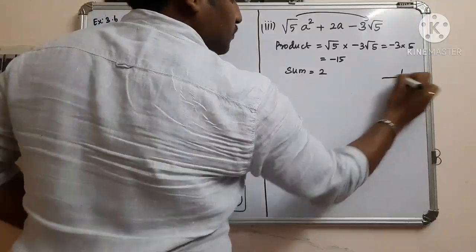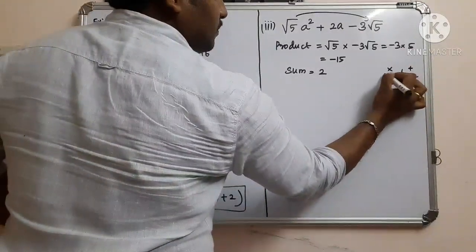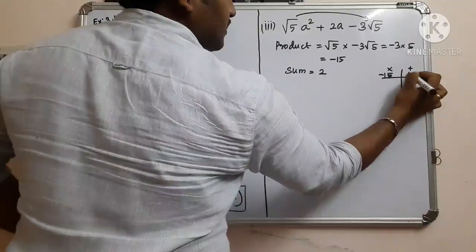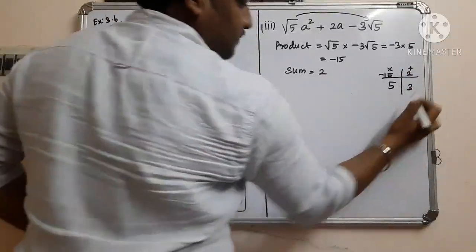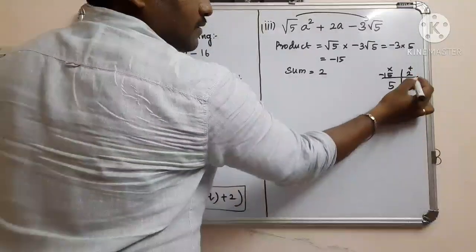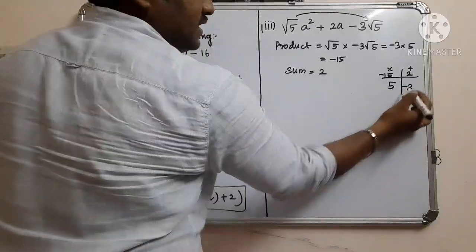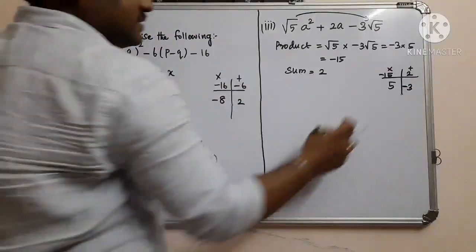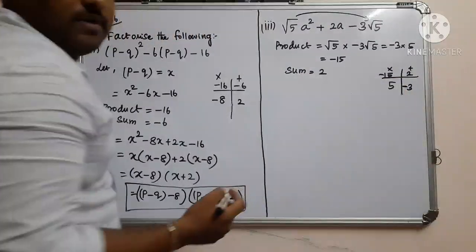Now we have to find the values. Minus 15 plus 2. What is the value? 5 3s are 15. Here the addition value must be a plus value. So obviously the smaller number must be minus. So 5 into minus 3, minus 15. 5 minus 3 is equal to plus 2.